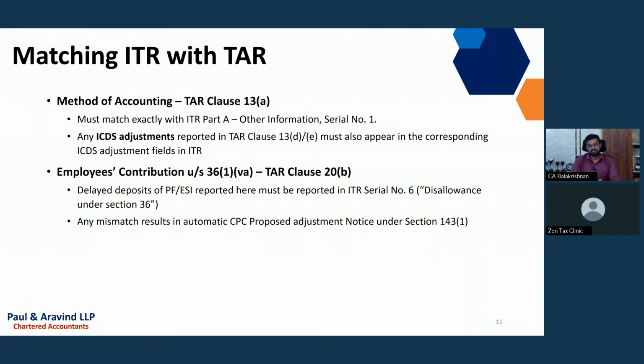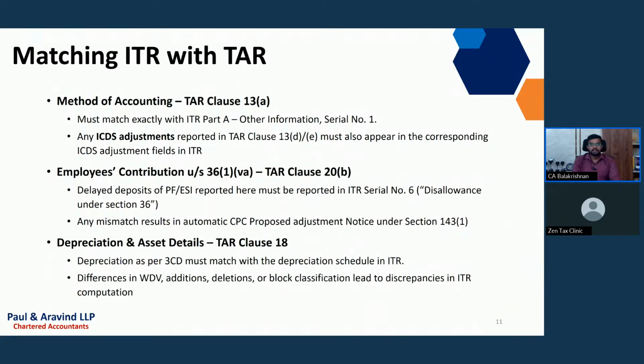It must be matched with serial number 6 of Other Information, because generally the Other Information part is not applicable to all assessees, but if the assessee is subject to tax audit, then the Other Information part is mandatorily applicable. So any mismatch between these figures, and CPC will automatically issue a proposed adjustment notice under section 143(1)(a). If we do not respond to that proposed adjustment issued by the CPC, then it will automatically be added to our total income returned.